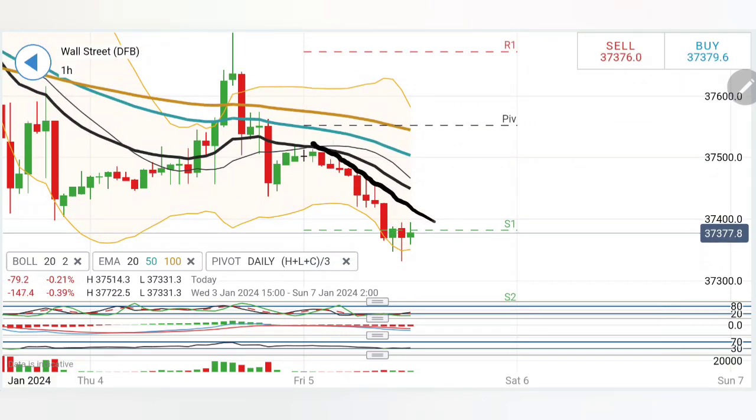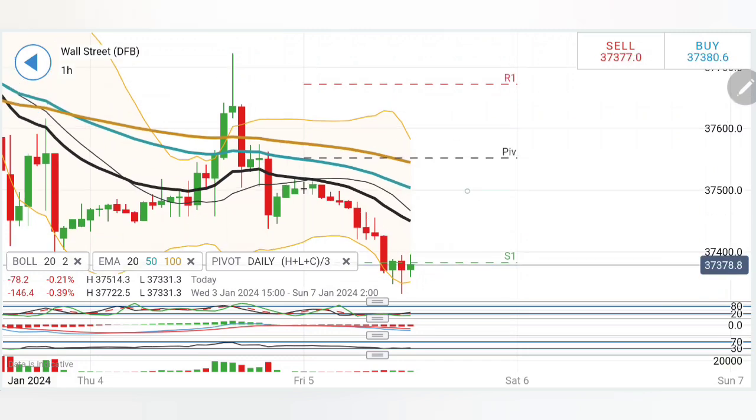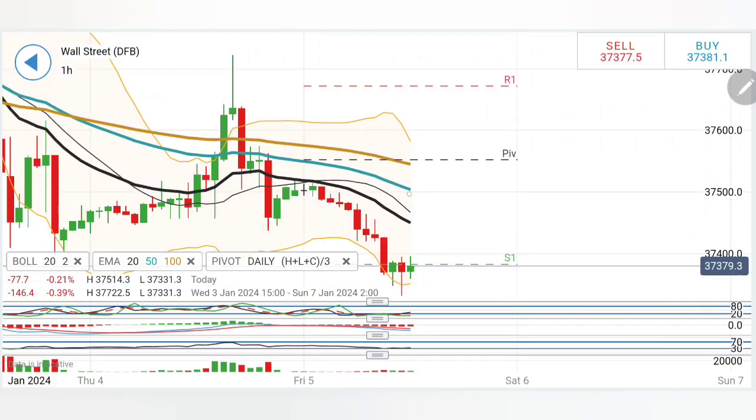Now in fact, even if it stays above this, as long as 37,450 is not taken, 460 is not taken, and rather I will say 37,450 to 530 is the zone where we are going to see maximum resistance for US30, 530, 550. So this is the zone where we are going to find maximum resistance for US30 here. How can we take advantage of this movement?